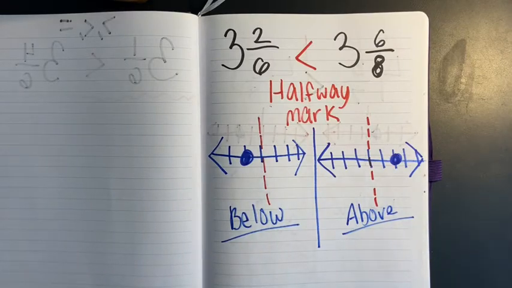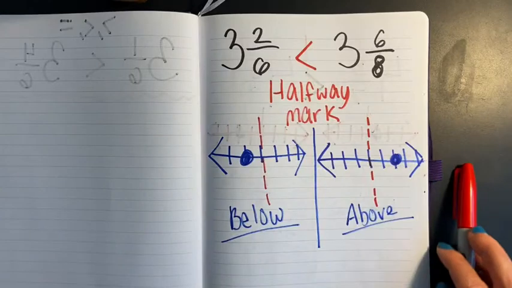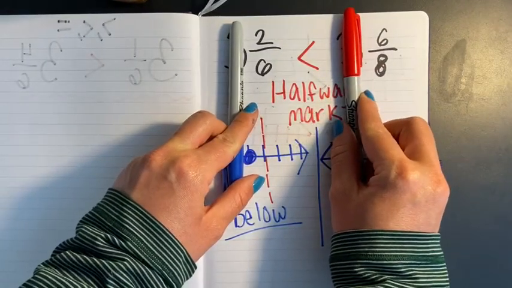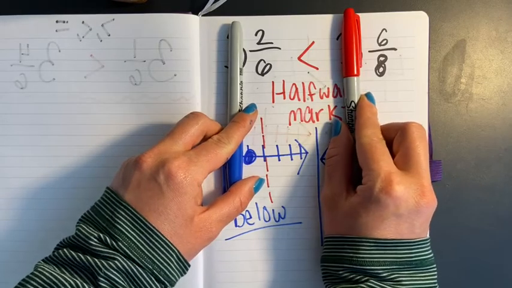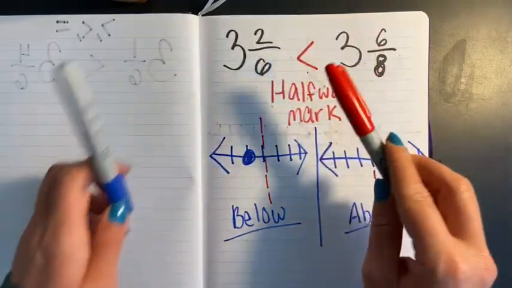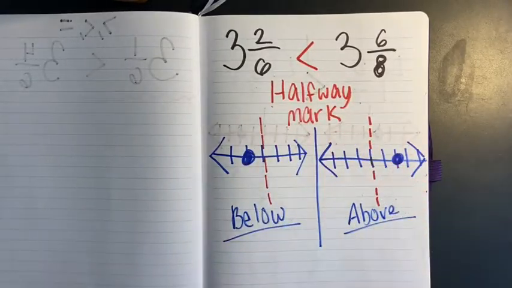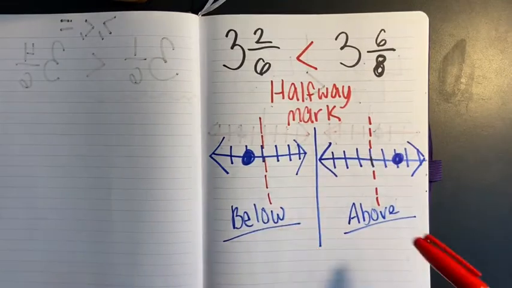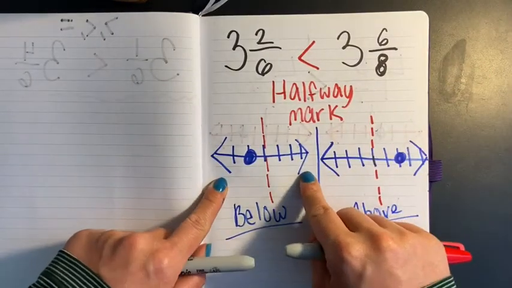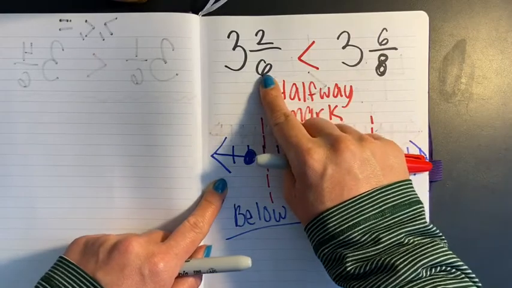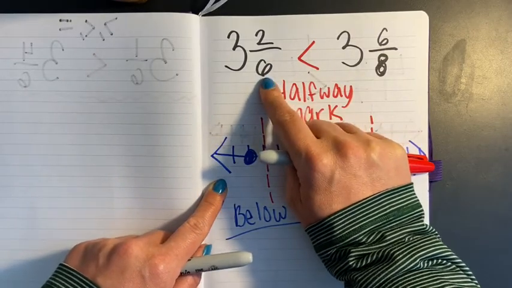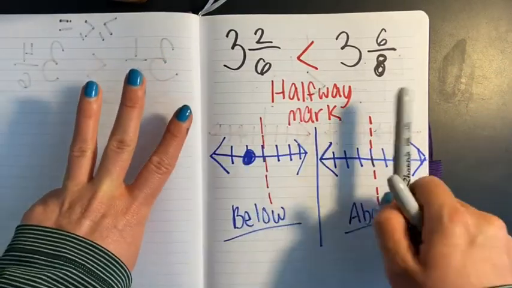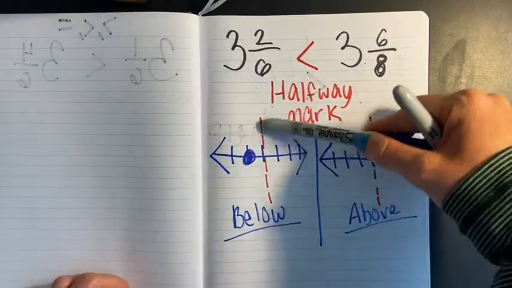So for this question, since they have the same whole numbers, we know that we are just going to be comparing the 2/6 and the 6/8 because that will tell us which one has the greater value. So what tool we used to do that was the halfway mark. We first started by looking at 2/6. So we broke apart our number line into 6 parts because that is our denominator for this first fraction. I know that half of 6 is going to be 3. So I put a red line right on the 3.